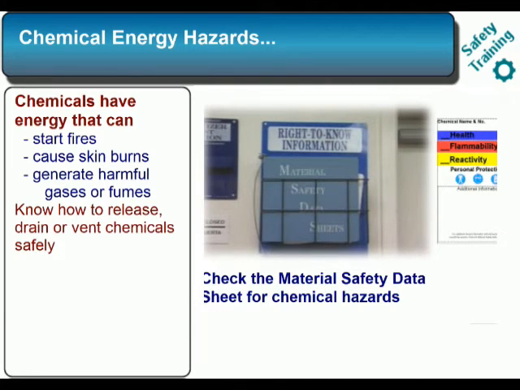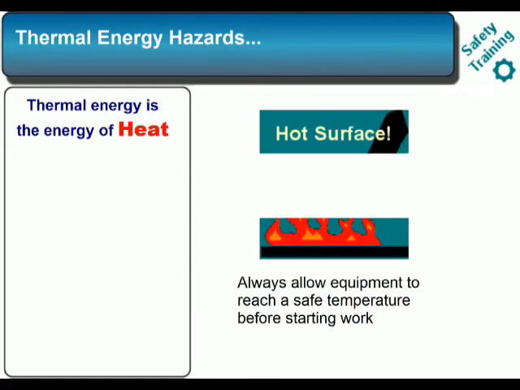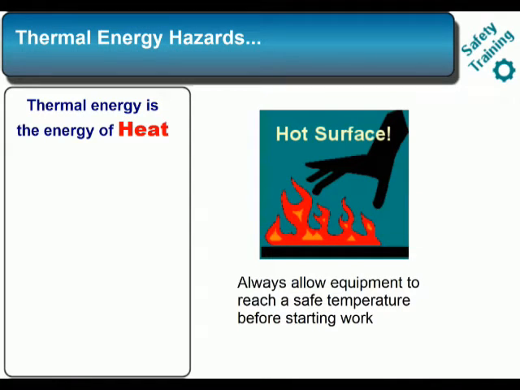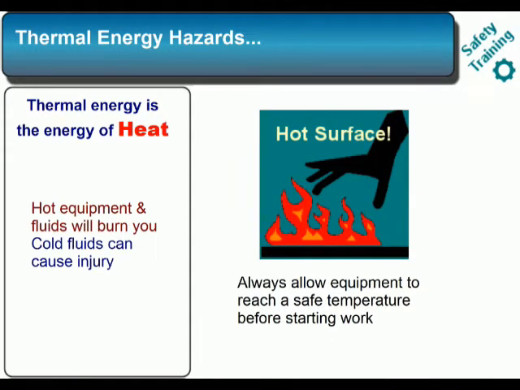Chemicals have energy that can start fires, cause skin burns, or generate harmful gases or fumes. Before working, know how to release, drain, or vent chemicals safely. Thermal energy is the energy of heat. Hot equipment and fluids will burn you, while cold fluids and surfaces can cause injury also. Rapid release of compressed gases can freeze your skin.